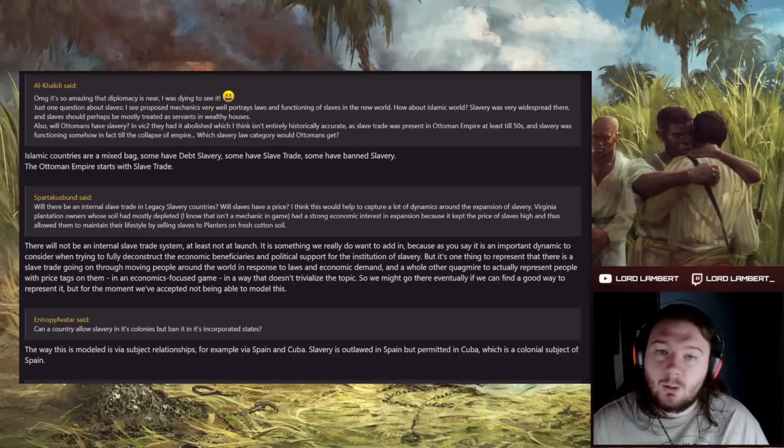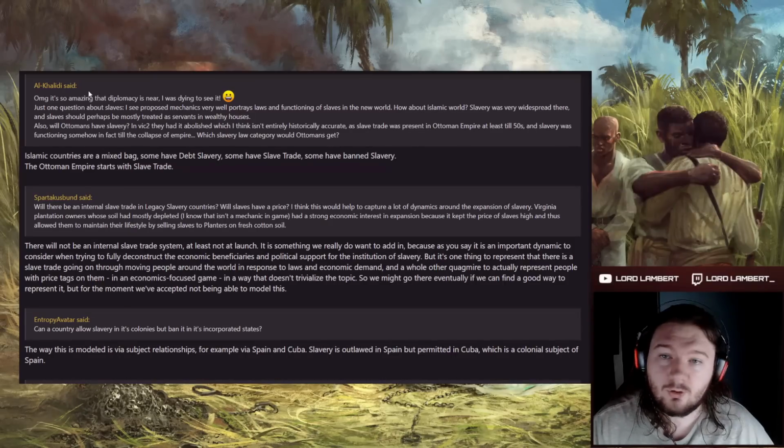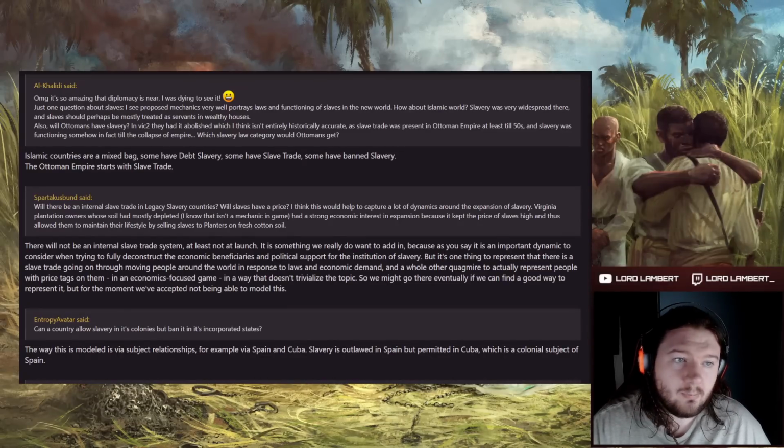It's so amazing that diplomacy is near. Yes, I am in full agreement there with Al-Khalidi. I was dying to see it. Just one question about slaves. I see proposed mechanics very well portrays laws and functioning of slaves in the New World. How about the Islamic world?